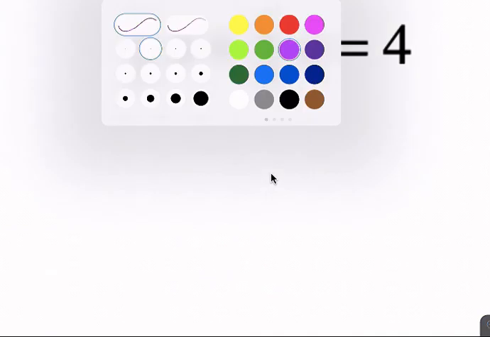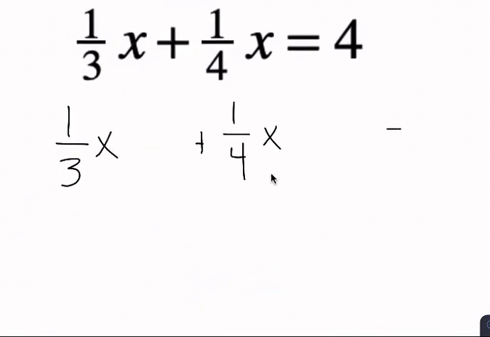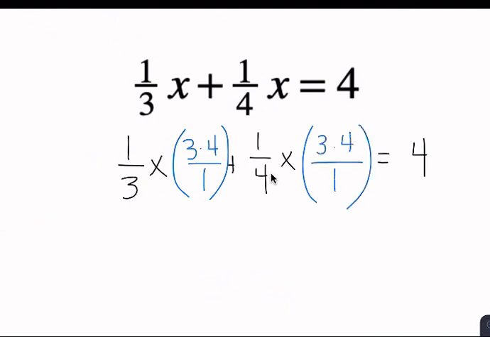I'm going to actually just rewrite this really quickly right beneath it. I'm going to have 1/3 x. I'm giving myself just a little bit of room so that I can write next to it. Now, my denominators are 3 and 4, so I'm multiplying everything by 3 times 4/1 so that I can get rid of my denominators. I'm undoing the division that my denominators are doing.